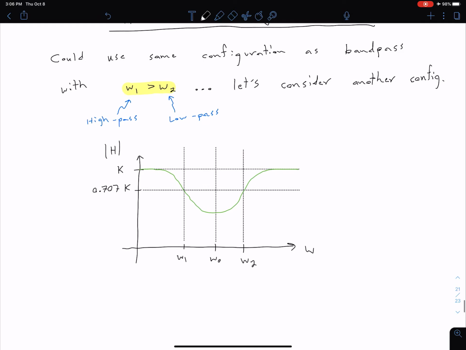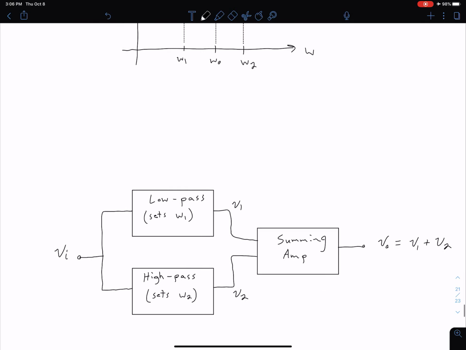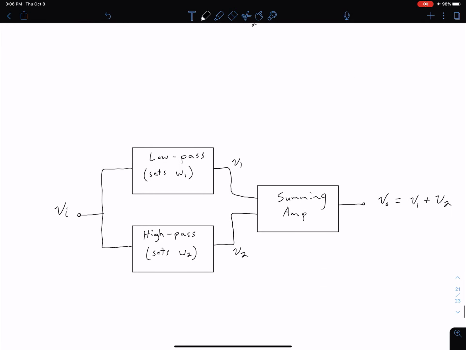So let's start by looking at a basic block diagram of what we want to do. We want to have a low pass filter, which is setting omega 1, and a high pass filter, which is setting omega 2, operating in parallel. So we have an input voltage that goes into each of those. Each of the outputs from our low pass and high pass filter is then fed into a summing amplifier to give us our overall output.